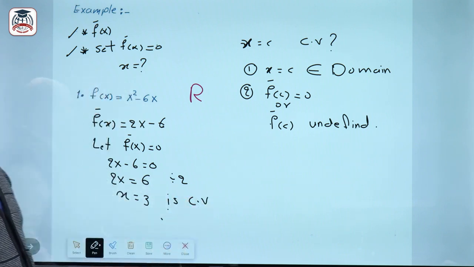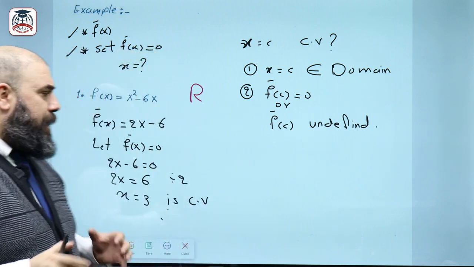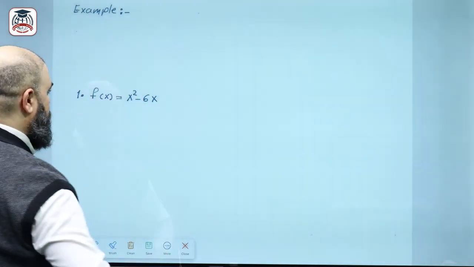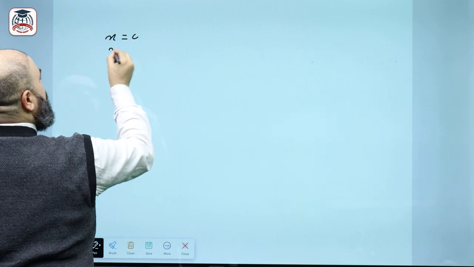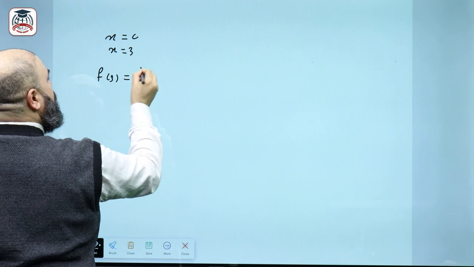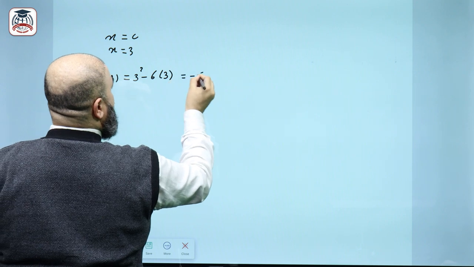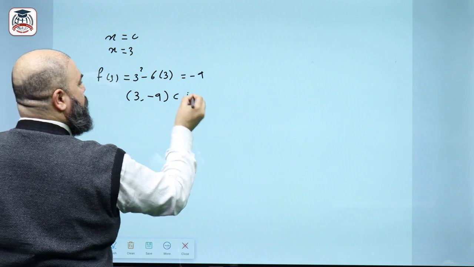After the critical value, if we want to find the critical point, replace x equal to c in the function, x equal to 3. We have f of 3: 3 squared minus 6 times 3 is negative 9. Then (3, negative 9) is a critical point.